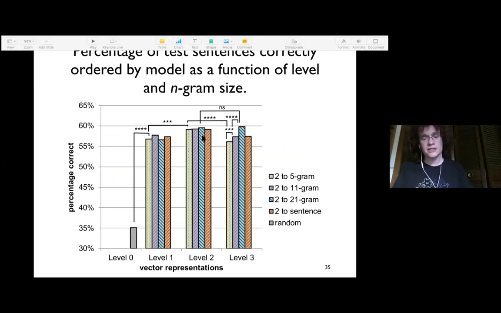But there is a significant improvement if you move from second order associations to fourth order associations, which shows that the fourth order associations do contain some important syntactic information. If you go to level 3, it becomes a little bit muddier. Performance decreases for most of the versions of the model at level 3, except for the 21 gram model. So there's an interaction effect going on here between the abstractness of the associations the models are sensitive to and the size of the n-grams it's processing.